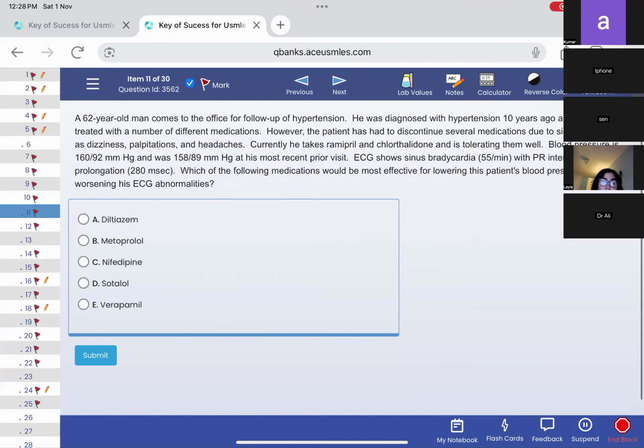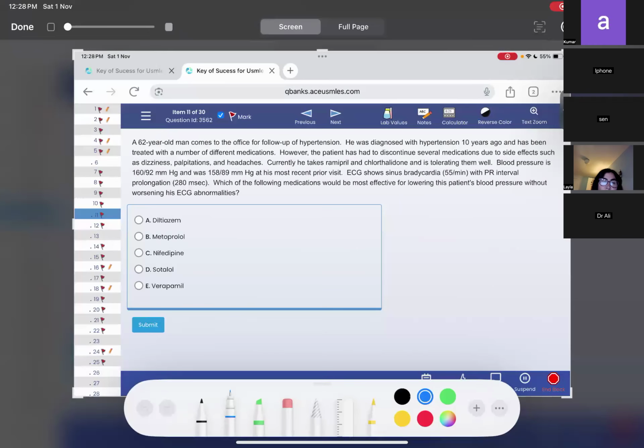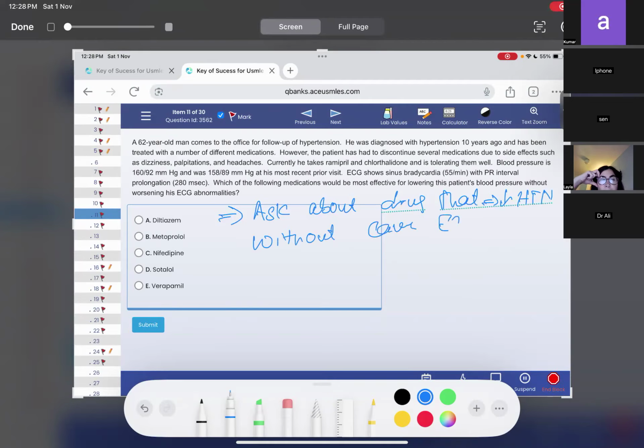So we require a drug. Let me summarize it for you. They are asking about a drug that decreases blood pressure without causing ECG changes. So now you guys are going to tell me, in the above options, which one of the following drugs has an effect only on vessels and no effect on the heart? Can anybody tell me?